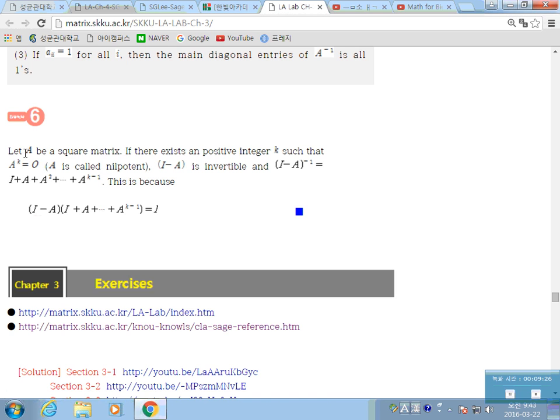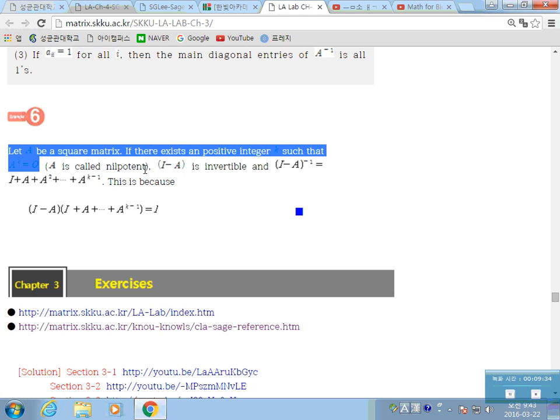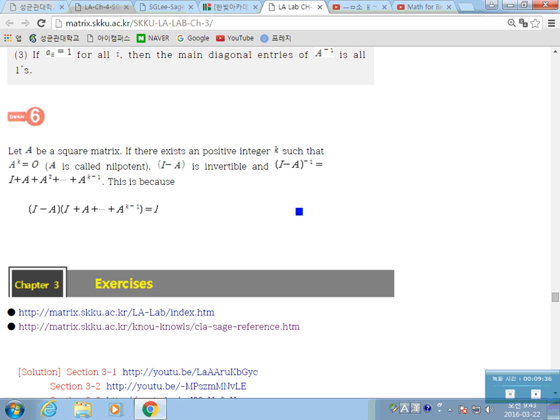Okay, next. Let A be a square matrix. If there exists a positive integer k such that A to the k-th power is equal to a zero matrix, then I minus A is an invertible matrix, and the inverse of I minus A is equal to this. How can we prove this? How can we show this?